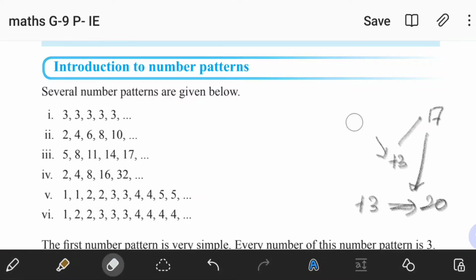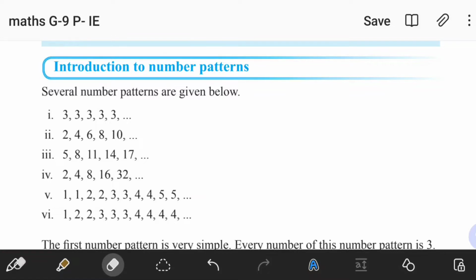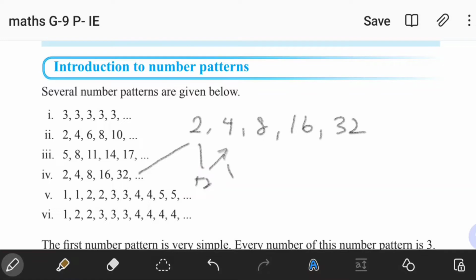Now if you look at the other one, it has similar patterns. This one is a bit different actually. It says 2, 4, 8, 16, and 32. It doesn't keep on adding. If you add 2 to 2, yes, it's 4. But if you add 2 to 4, it should be 6, but rather it is 8 here. So it's not a number pattern that keeps on adding, or a number pattern that has a common difference between two adjacent numbers.